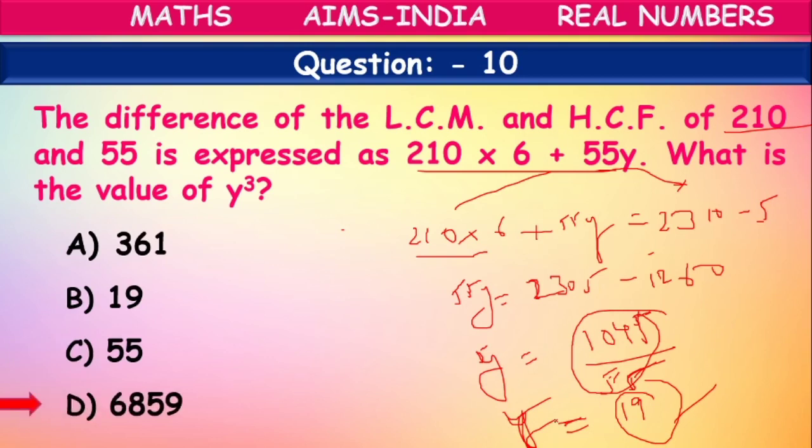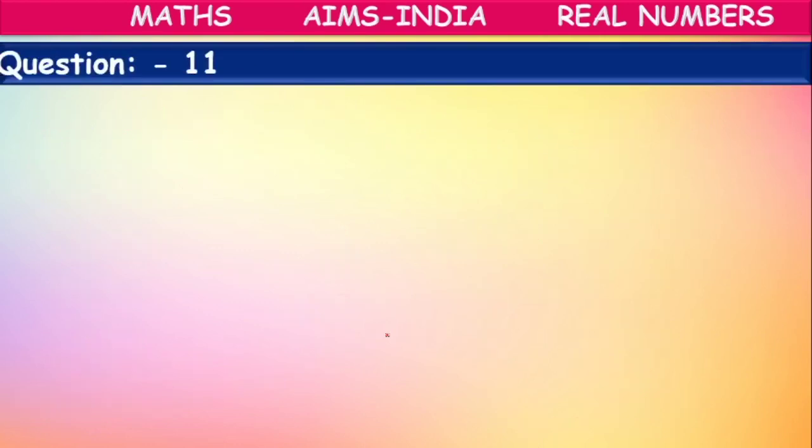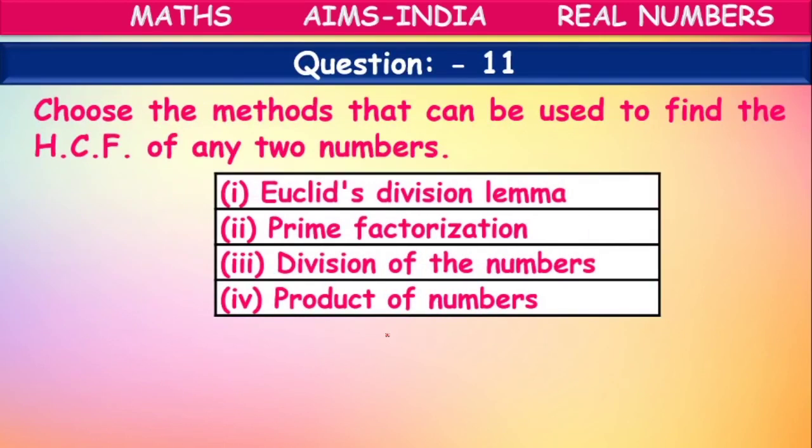But they are asking Y cube value. Y cube value means 19 into 19 into 19. If you multiply, what will be the answer, children? 6859 will be the correct answer. 6859. Okay. Next.